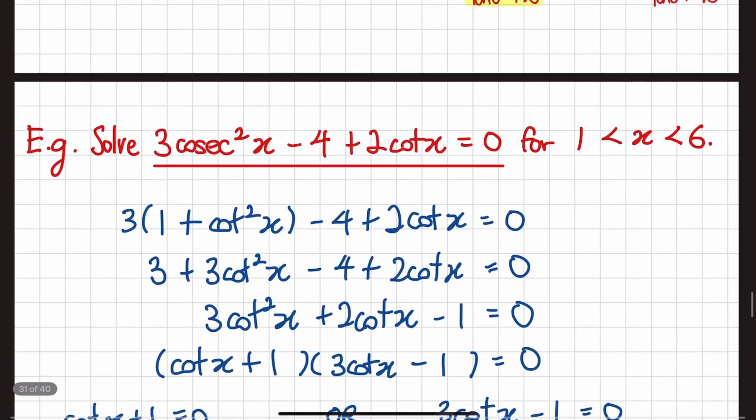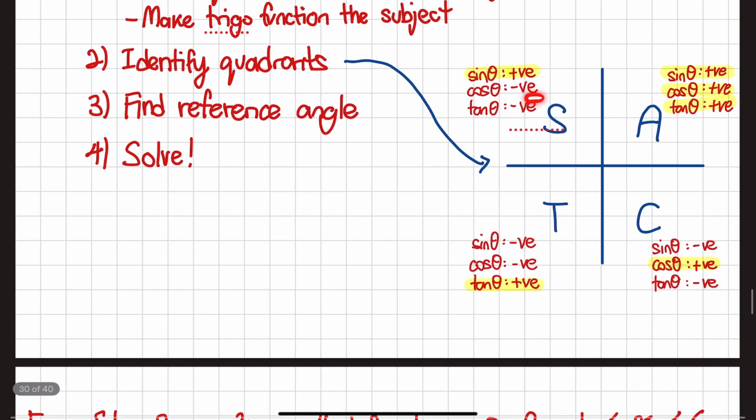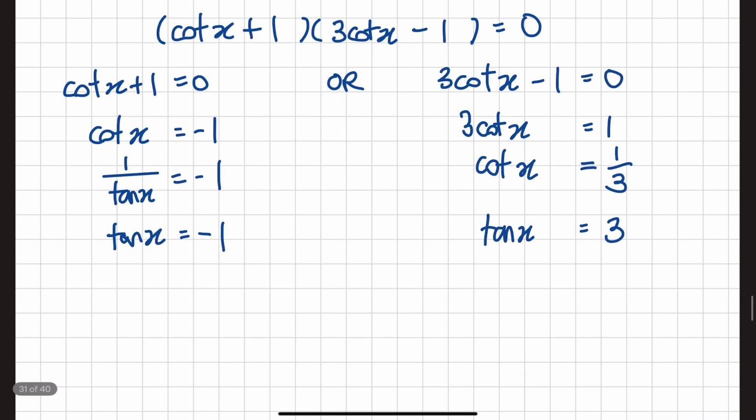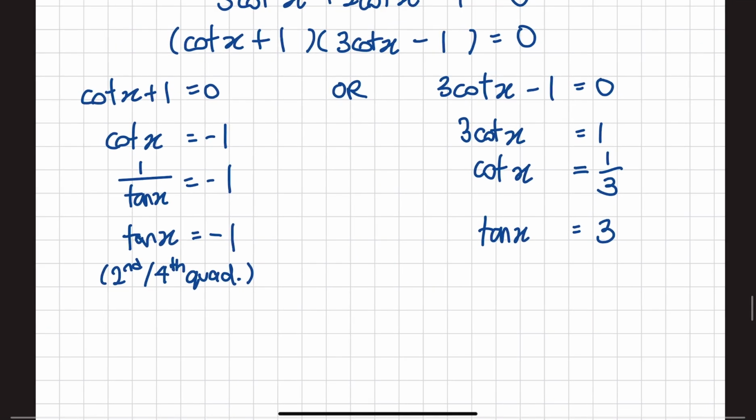In this case, tangent is a negative value, which means that it will lie either in the second quadrant or your fourth quadrant. Okay, take note that these are the possible cases where your tangent is negative. So therefore, this means that x can lie in the second or fourth quadrant. So I will write this down so that I'm very clear. Which quadrant does the angle lie in?